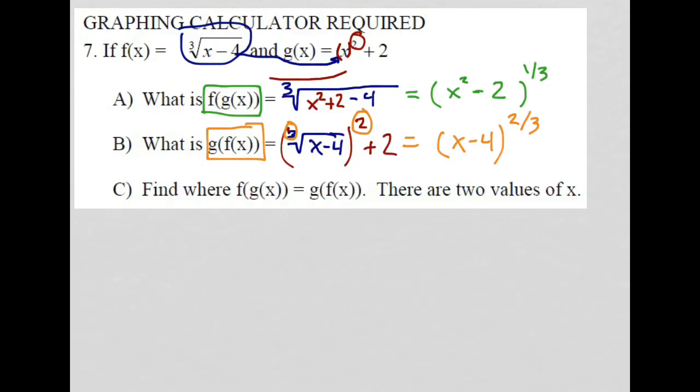So I have my f of g of x function, I have my g of f of x function, and now I'm told to find where f of g of x equals g of f of x, which is a fancy way of saying, for what x values do these two functions have the same y values? Which is another fancy way of saying, graph it on your calculator and find the intersection point. And look, I was even nice enough to tell you that there are actually 2 values of x. Wow, cool. Let's do it. So enter these 2 functions into your calculator.